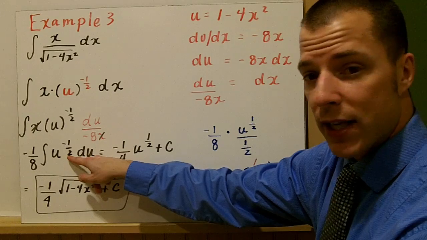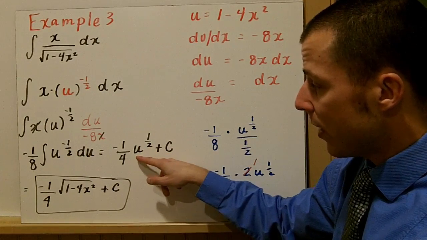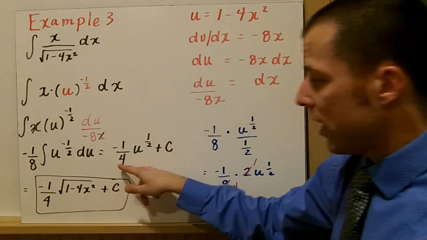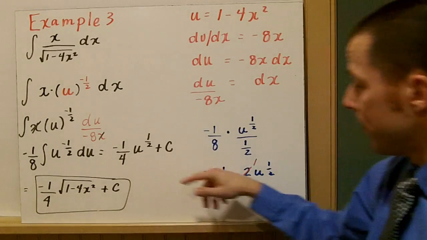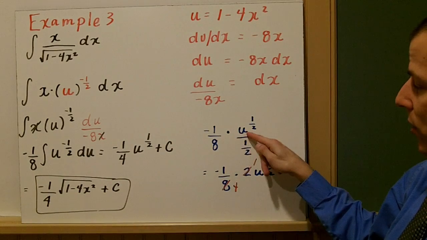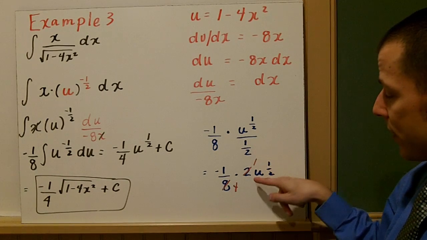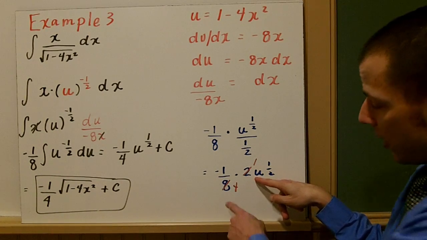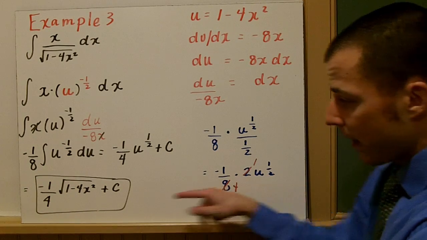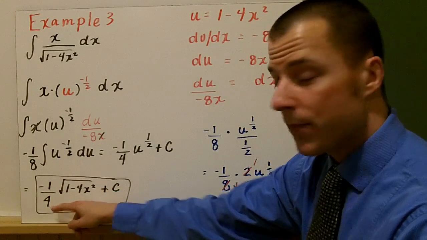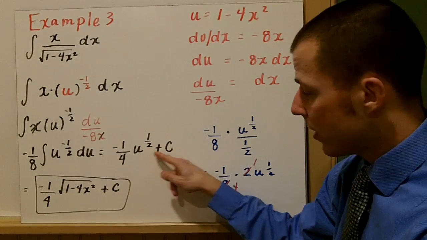So you add 1 to the exponent, which becomes 1/2, and you have to divide by 1/2. So that negative 1/8 all of a sudden looks like negative 1/4. So let's see how that happened. So you have negative 1/8 times u to the 1/2 divided by 1/2. Dividing something by 1/2 is the same thing as multiplying by 2, and you can see where the 8 and the 2 simplify to be negative 1/4. So there's the negative 1/4. Okay, so negative 1/4 u to the 1/2 power plus c.